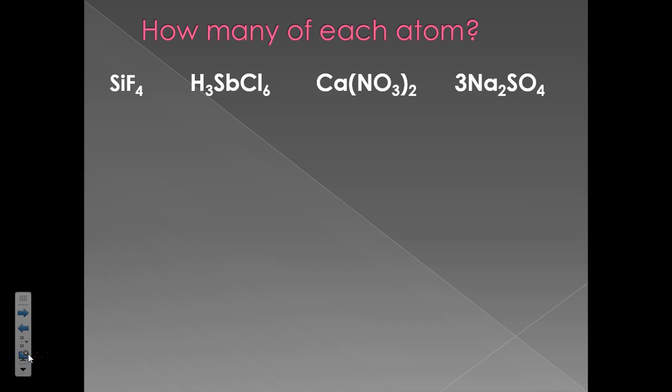On this slide, we're going to do a little bit more practice, counting how many atoms there are in each thing. So go ahead and try to figure out how many atoms there are, for instance, in this SiF4, how many atoms of each element. If you need to, pause the video and try to figure it out for yourself, and then I will go through the answers momentarily.